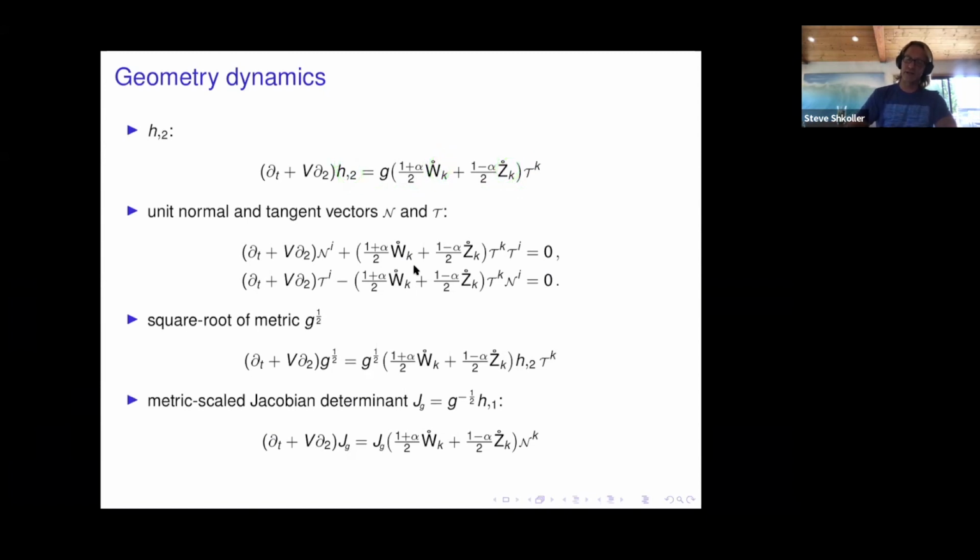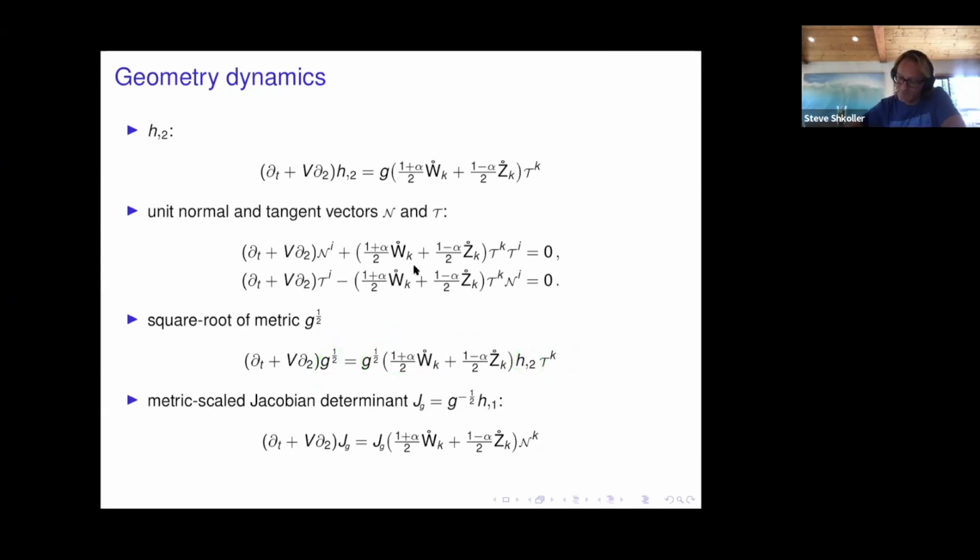You can then write the evolution equations for the unit normal and unit tangent vector. They're essentially the same as this. And again, no derivative loss at all. You can write the evolution equation for the square root of the metric. Again, no derivative loss. It's because h comma 2 is almost 0, it's staying very, very close to 1. So anytime you see a metric component, you can just think of it as being 1.